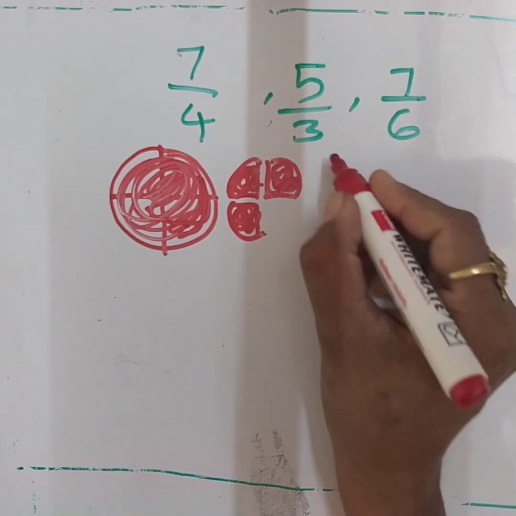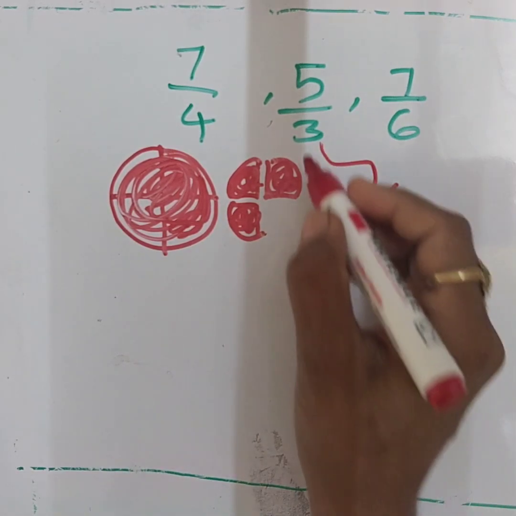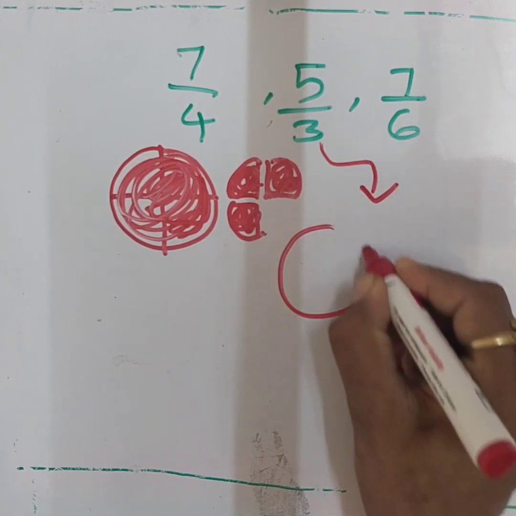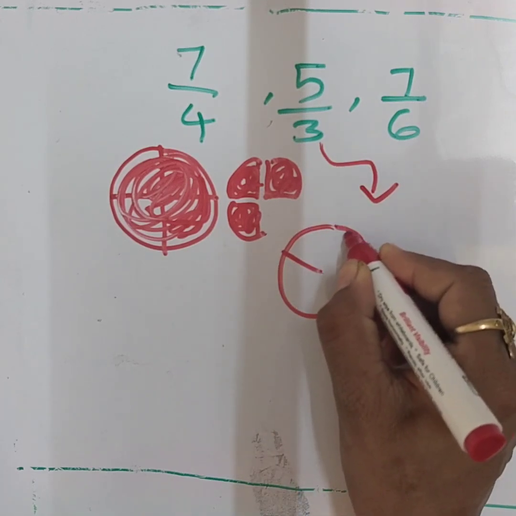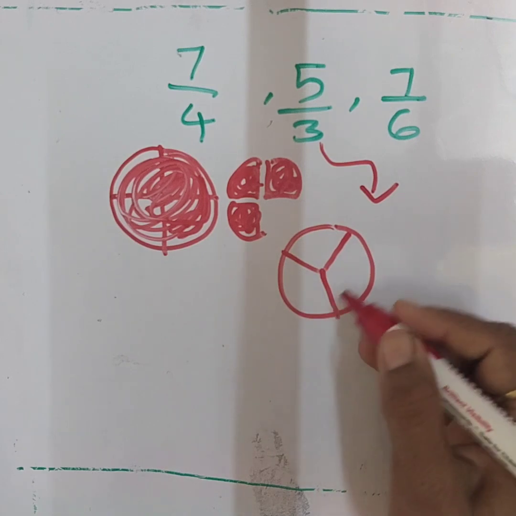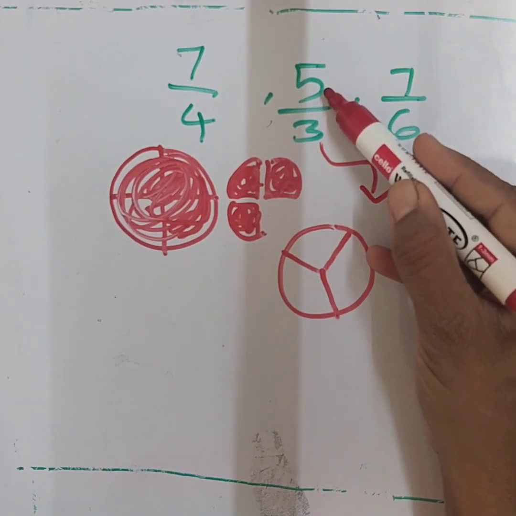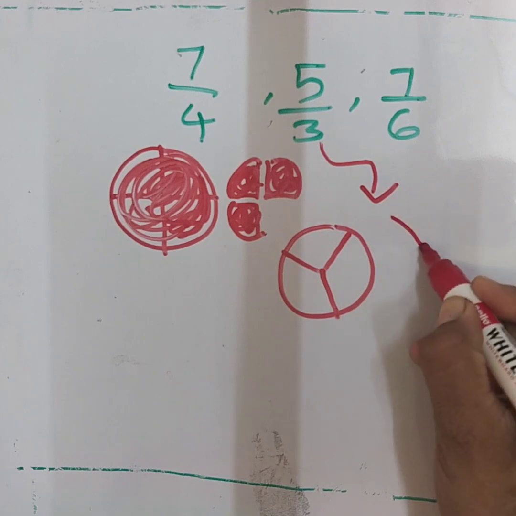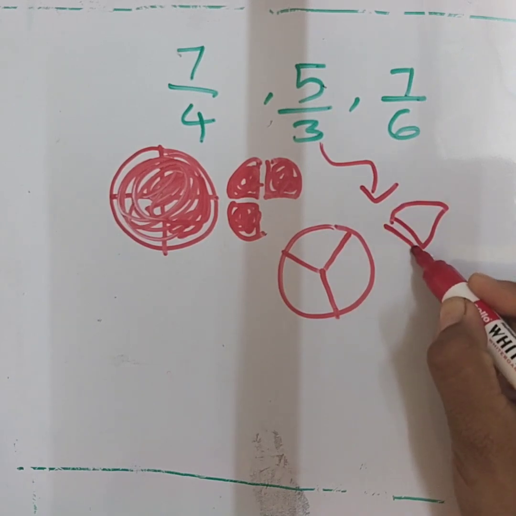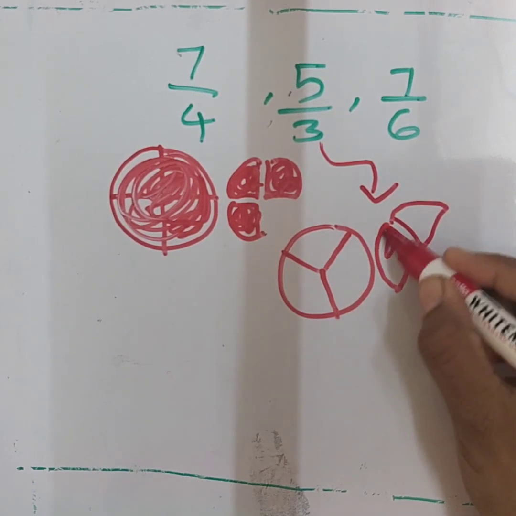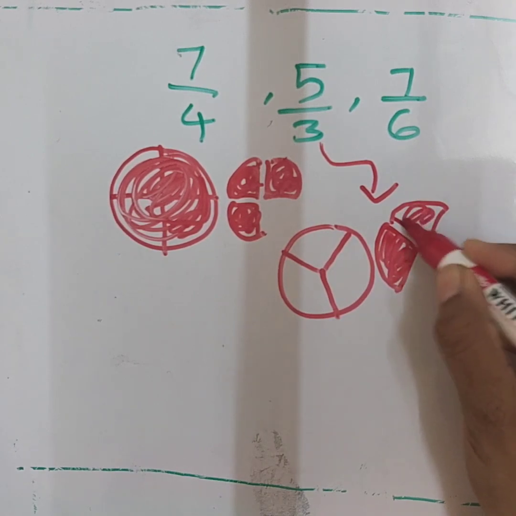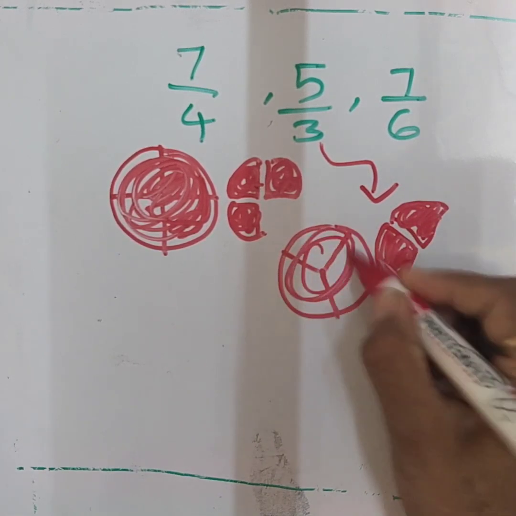And then coming to 5 by 3. One whole is divided into 3 parts. Why? Because the denominator is 3. So we are going to select 5 pieces. We need 5 pieces. So I am taking it like this, and shading all of this.